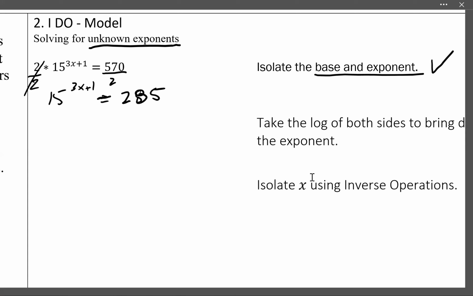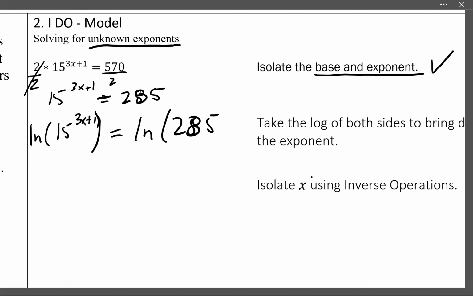So now let's do that. So we're going to take the log, we're actually going to take the natural log of both sides. And when we do that, we'll just show the whole thing. The natural log of 15 to the 3x plus 1 is equal to the natural log of 285. And we know that's true simply because we're allowed to take the log of both sides. And if we were equal before, we are still equal now.